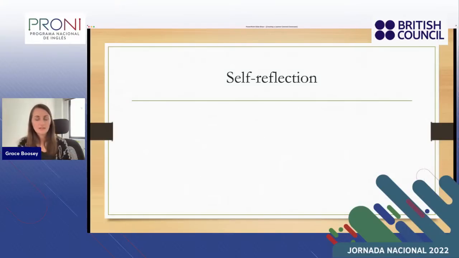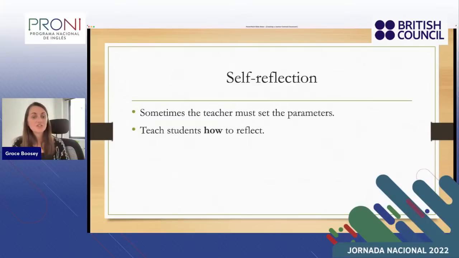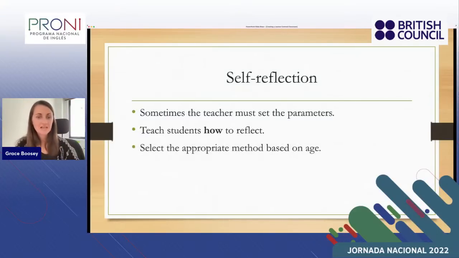So a few more notes on self-reflection. Sometimes the teacher must set the parameters. You can't always let the students write what the parameters were for the reflection. Teach students how to reflect. Again, model examples of what they can think about, what they can write. Select the appropriate method based on age. Probably avoid smiley faces with teenagers, and don't expect young primary students to be able to do the sentences, not at the beginning at least.